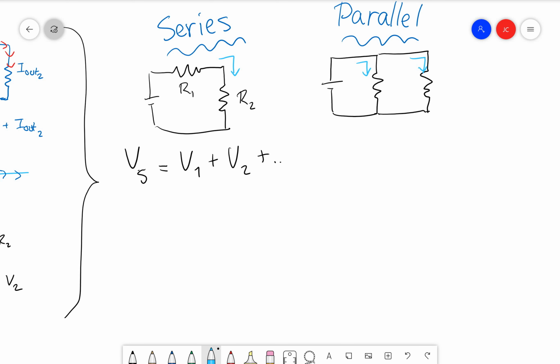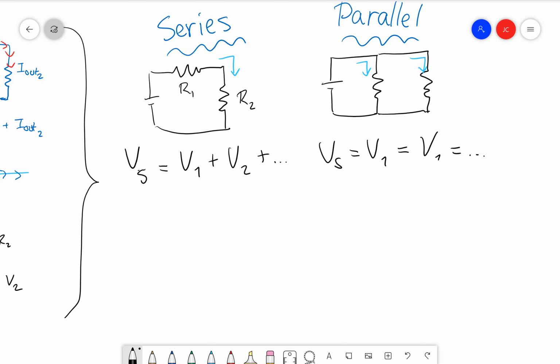Parallel circuits work in what we would call the opposite way, meaning that here, the voltage at the source is just equal to the voltage on each path. There's no adding involved here. Each path has the same voltage, and it's the voltage at the source. So whatever voltage this is, if it's 5 volts, the voltage here is also 5 volts, and so is it here. Okay. Now, parallel and series are opposites.